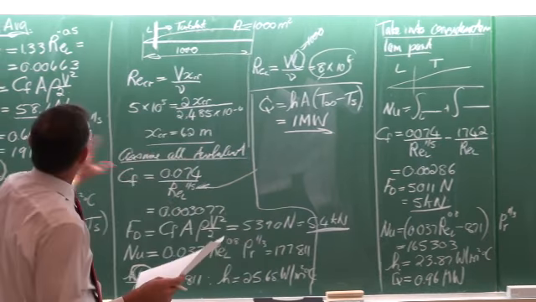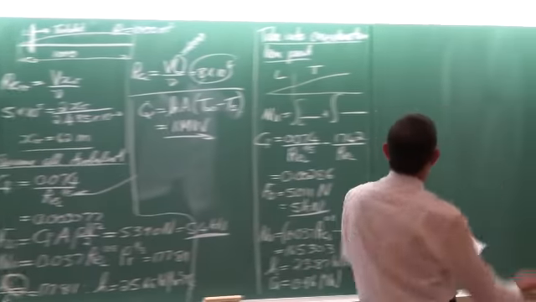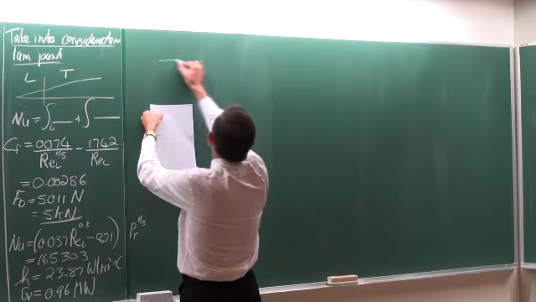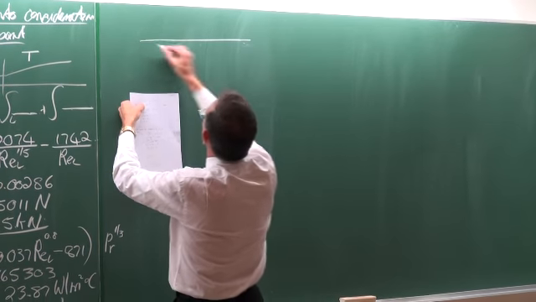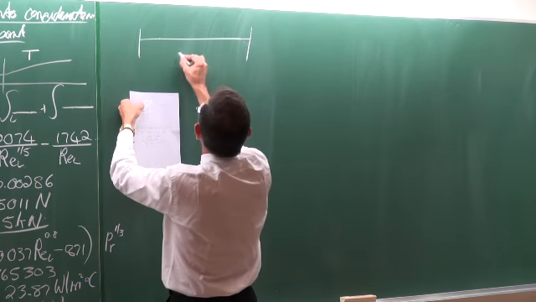Now let's again look at this problem, but what I'm now going to do is let's change the length so that the total length of the plate is 130 meters.